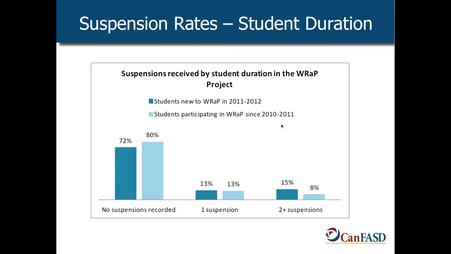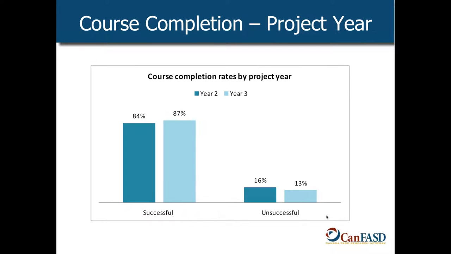Just to give you a bit of an idea of some positive indicators of success: for 72 and then 80% of the students involved in the program, there were no suspensions recorded for the entire year, in 2010-11 and 2011-12. Those are really positive rates for kids who, prior to enrollment, were typically experiencing at least one suspension a year, if not more. Only 13% in each year had one suspension, and 15 and then 8% had 2 or more suspensions. This is a significant change over previous years for these students and a nice success rate.